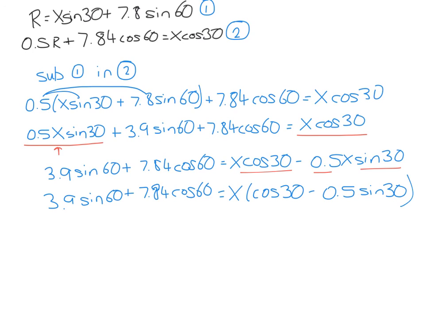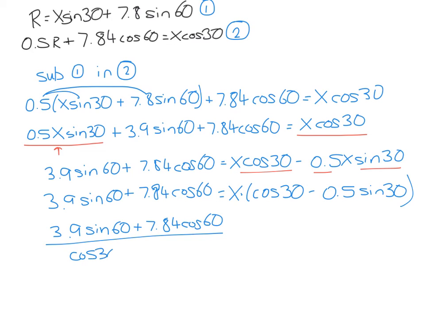Okay, so to get x by itself, there's an invisible times sign in here, so we need to be dividing by that whole bracket. So we've got 3.9 sine 60 plus 7.84 cos 60 over cos 30 minus 0.5 sine 30. That's equal to x.